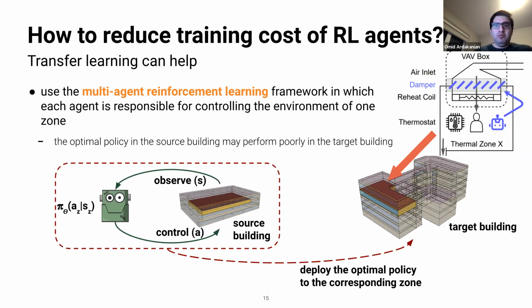One can argue that in most VAV systems, we have the same set of sensors and the same set of control points. So if we learn a policy for one zone and transfer it to the most similar zone in the target building, we can partly address this challenge. But the problem is that the optimal policy learned in the source building may perform very poorly in the target building because there are still some differences between these zones. Doing this will help in the sense that maybe we get the same MDP in the source and target building. MDP stands for Markov Decision Process.